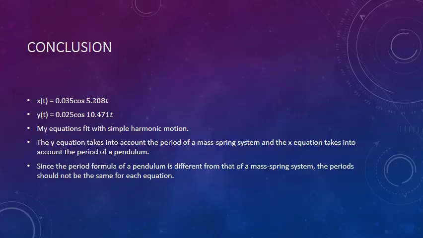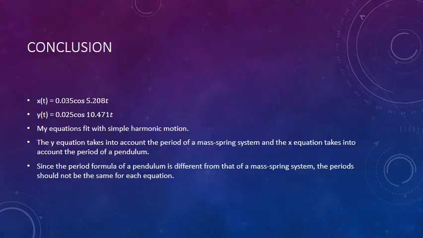The x equation can be seen as the motion of a pendulum, as the horizontal motion of the mass reflects a mass swinging on the end of a pendulum. Therefore, the x equation takes into account the period of a pendulum. The y equation can then be seen as the motion of a spring, as the vertical motion of the mass reflects a mass oscillating on a spring, and the y equation takes into account the period of a spring.